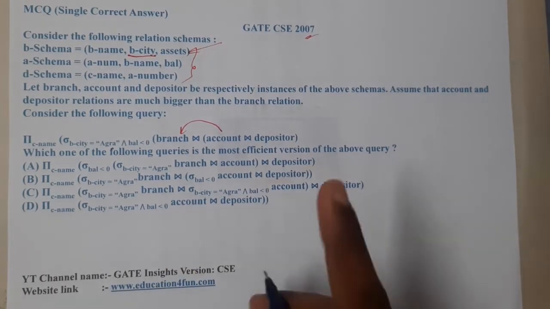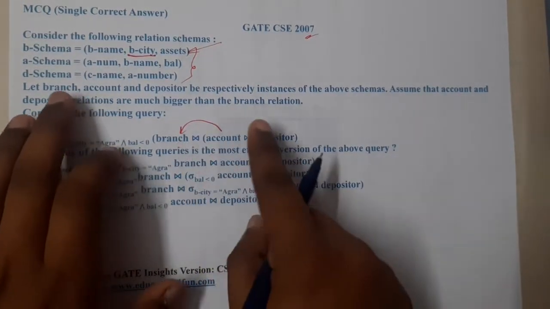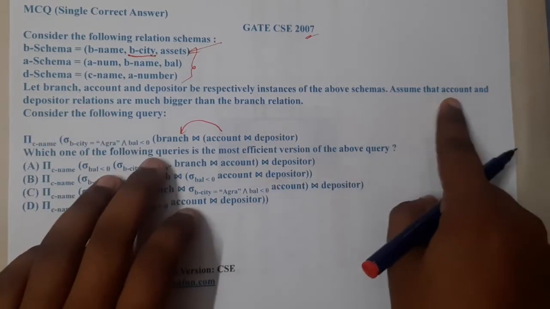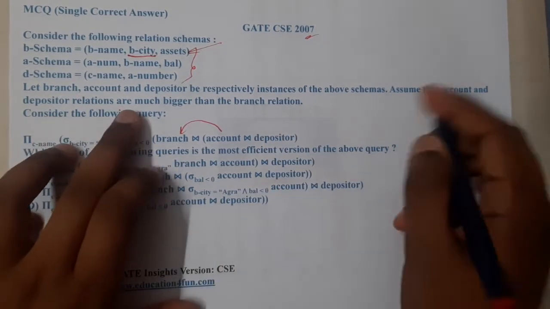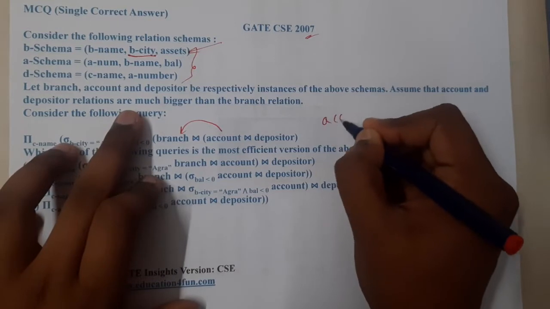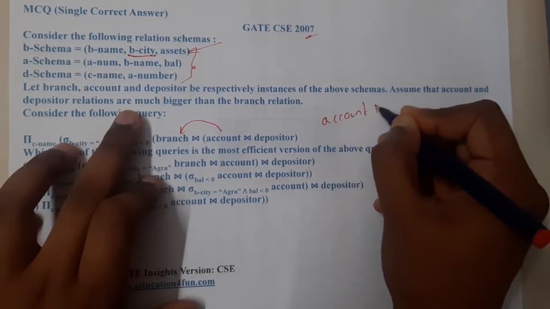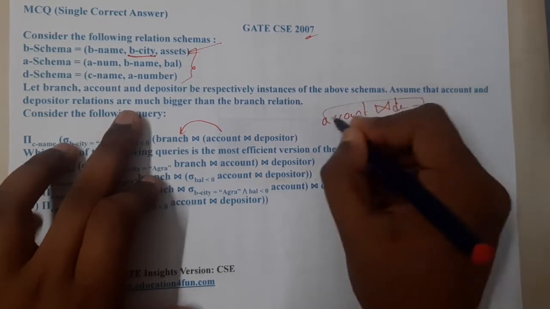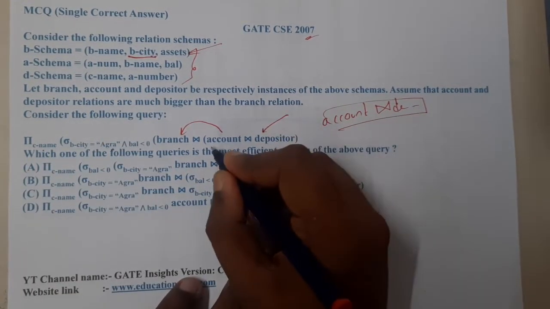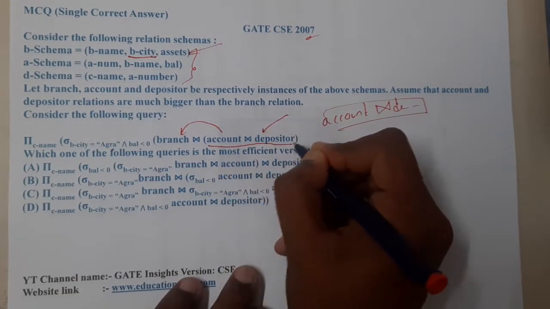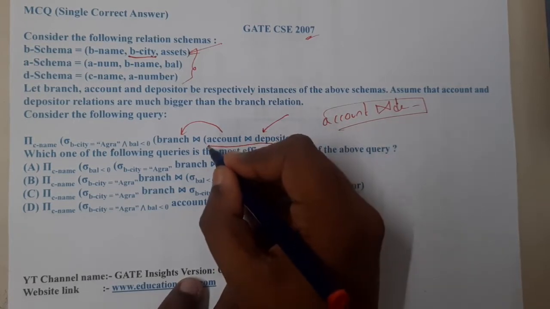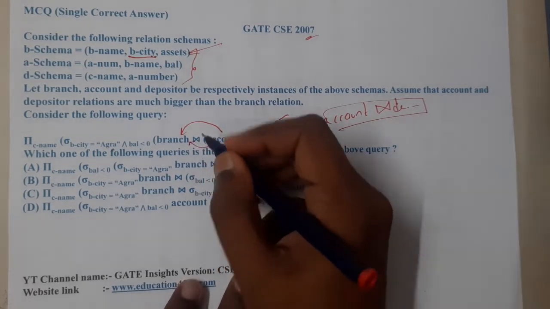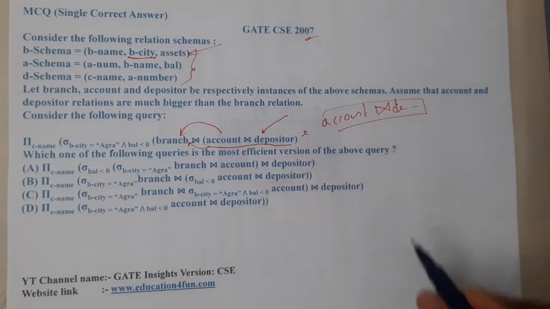And he clearly told that these are the three tables and to assume that the account and depositor relations are bigger. So whenever you perform account Cartesian product with depositor, you will get a lot of entries. That is an issue here. You get a lot of entries, and with those entries you are again performing the branch condition. So this is really a costly thing.